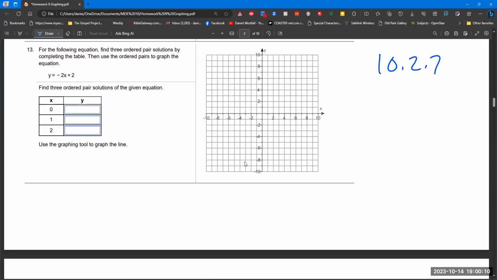Negative 2 times 0 plus 2 is 2. Negative 2 times 1 plus 2 is 0. And negative 2 times 2 plus 2 is negative 2. So every time I move 1, you see I'm moving down 2. We're going to talk about that in the next video with what we call slope. So there's the point (0, 2), there's (1, 0), and there's (2, -2). And they form a line like this.